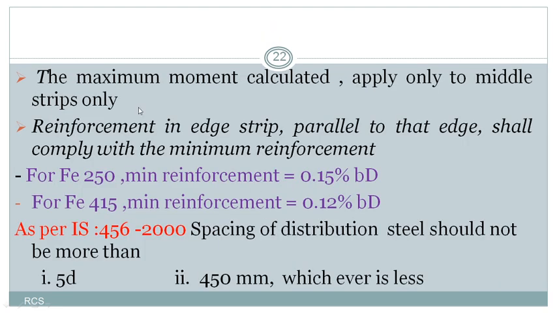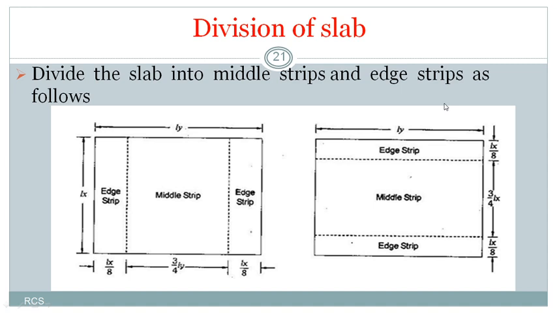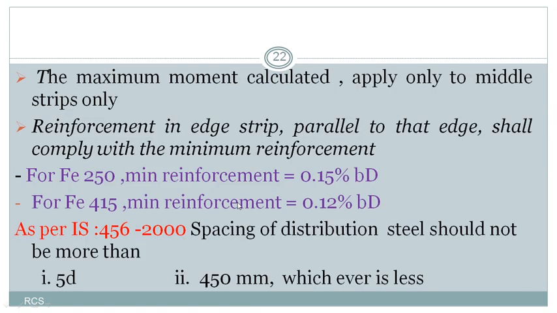Right. And the third case will be the maximum moment calculated. That maximum moment should be applied to the middle strip only, because the maximum bending moment will occur at this middle strip only. Whatever bending moments were calculated, like Mx and My, are applied to these middle strips only, right? And the reinforcement in the edge strip will be provided as a minimum reinforcement.